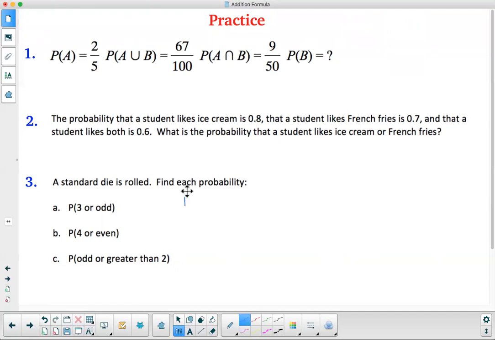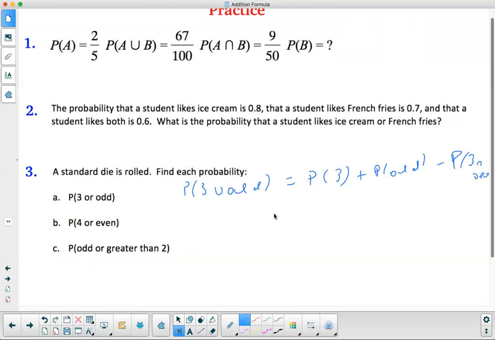A standard die is rolled, probability of 3 or odd. I'll do the first one. Probability of 3 plus probability of odd minus probability of 3 and odd. Probability of getting a 3 is 1 out of 6. The probability of getting an odd number is 3 out of 6. Probability of getting a 3 and an odd, right? 3 is an odd number, minus 1 out of 6. So that's how this would look.